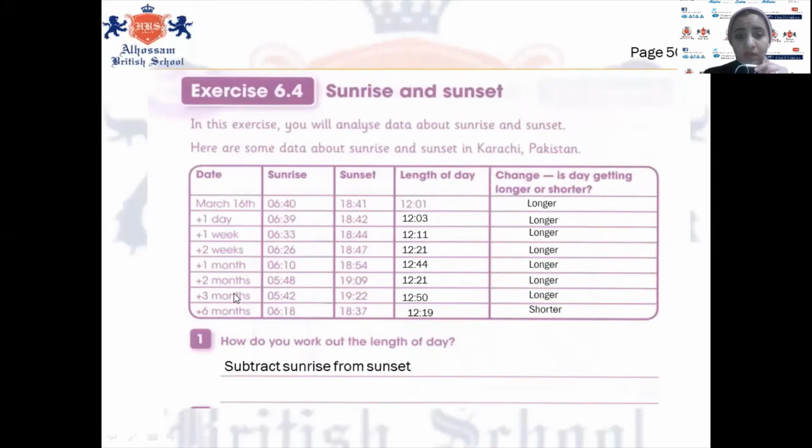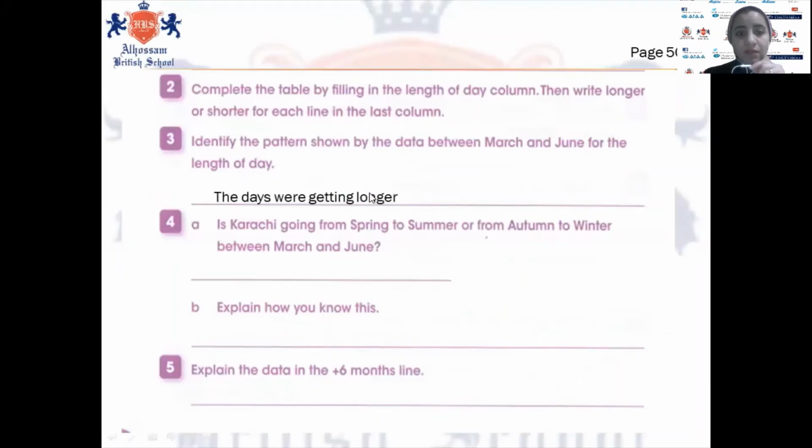What is the pattern? Does the day get longer or shorter? Habiba? Shorter? Look here. The length of the day: 12:03, 12:10, 12:21, 12:44. Until, it gets longer. Excellent. So the days were getting longer.